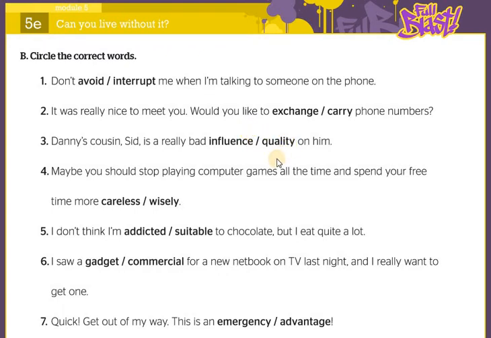Quality, okay, something that has got quality. Careless, okay, care, without care. We said that less is to make something not have the feature of the word, right? Careless means do not care, or something that doesn't care. Wisely, okay, wise is against stupid, let's say. Wise or innocent, right? Against innocent.